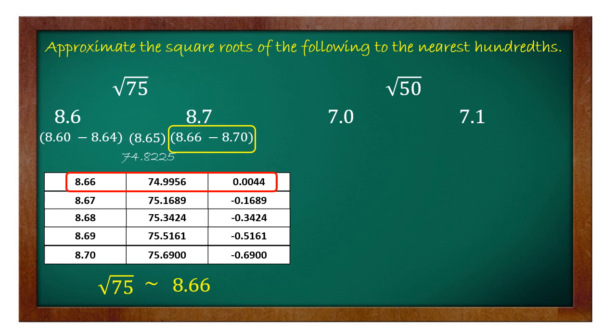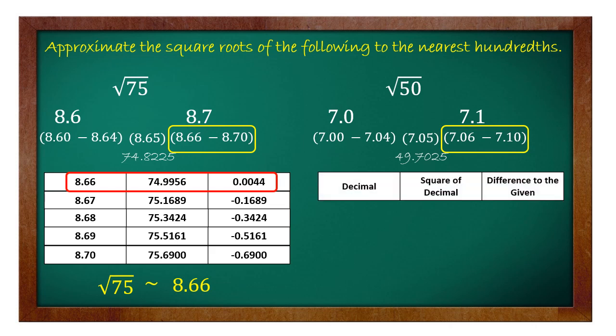Okay? So, dahil yan yung dalawang gagamitin natin, meron tayong 7.00 hanggang 7.10. And then, yung pinakagitna natin is yung 7.05. So, kukunin natin yung square ng 7.05. It will give us 49.7025. So, dahil mas mababa siya kay given na 50, ang gagamitin natin is yung 7.06 hanggang 7.10 na decimal.